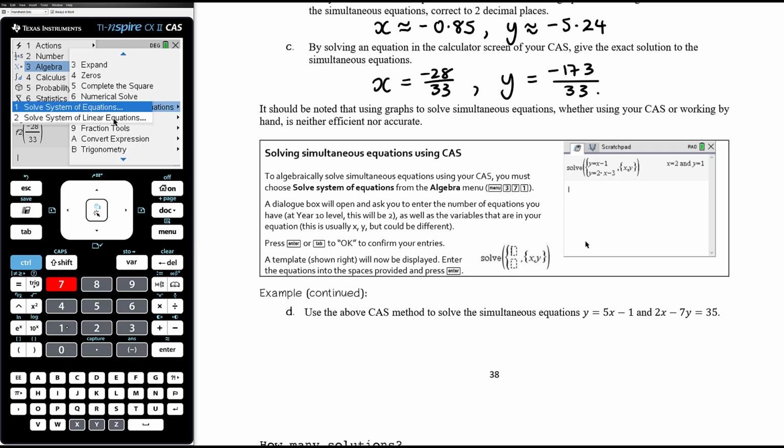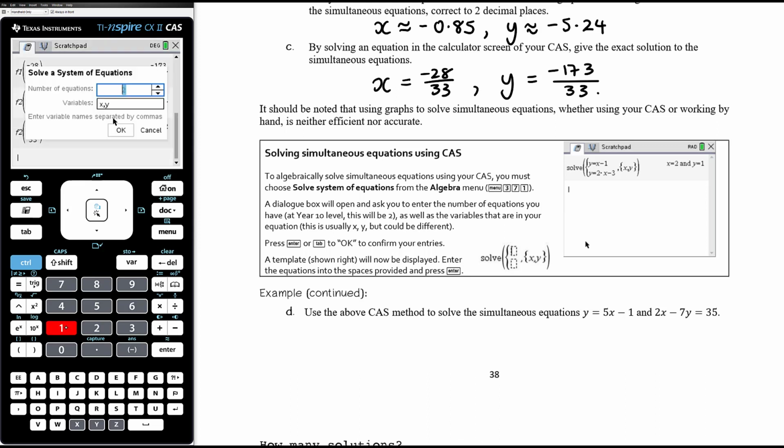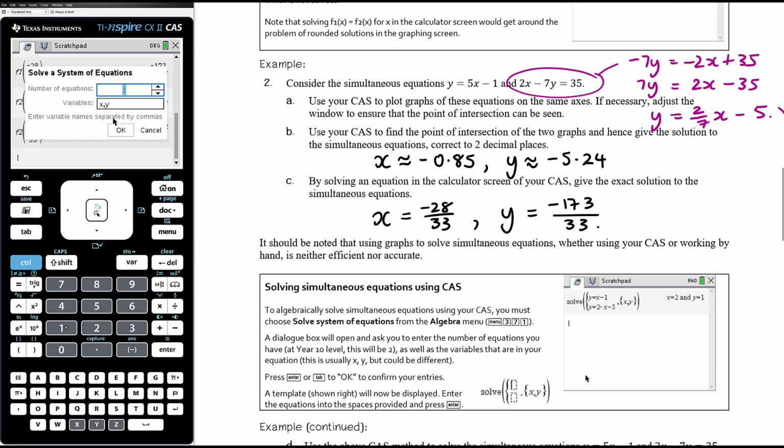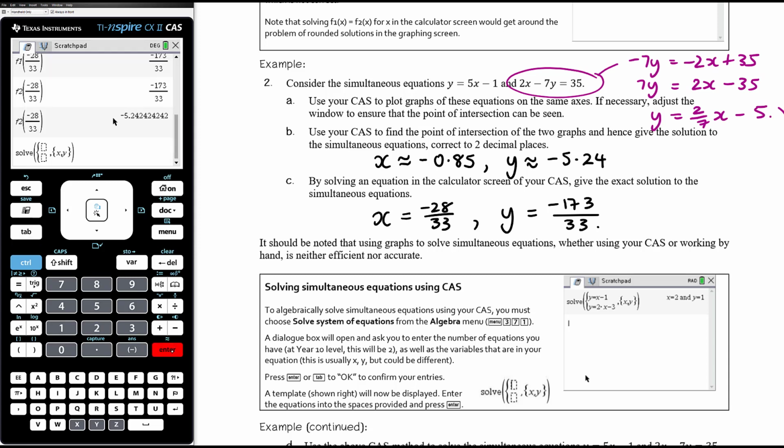So we've pressed menu 3, 7, 1 to solve system of equations. We then need to tell it, let's do this example that we just did in part 2 again. We then need to tell it how many equations we have. Okay, we have 2 equations, and what the unknown variables are in those equations. In this case, in example 2, they were x and y. So we don't need to change anything here. I'm just pressing tab to move through the dialog box, and I'm going to press enter on OK. And it brings up this template here.